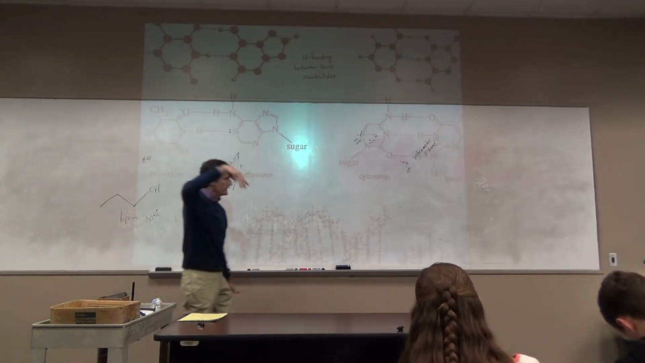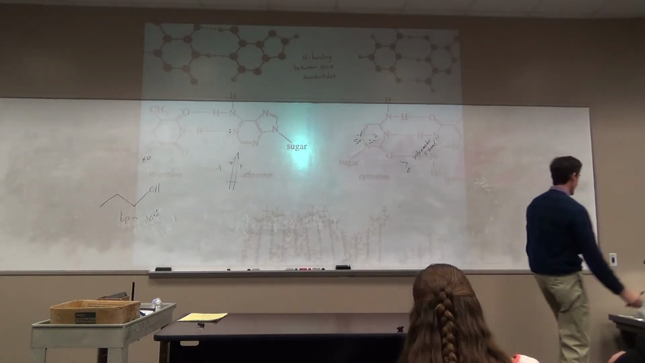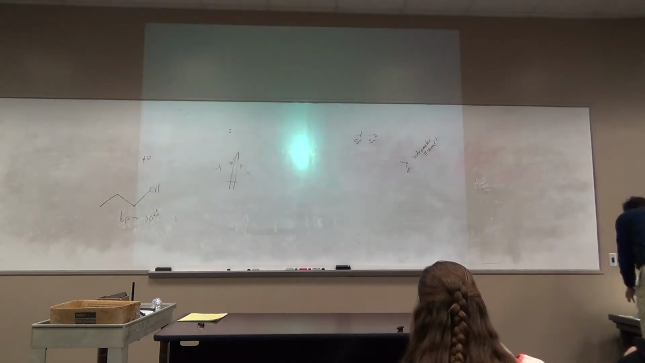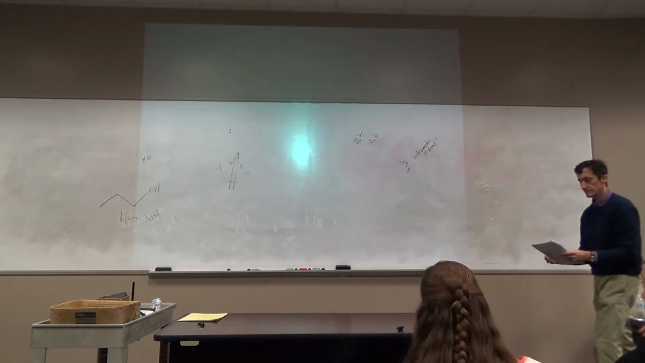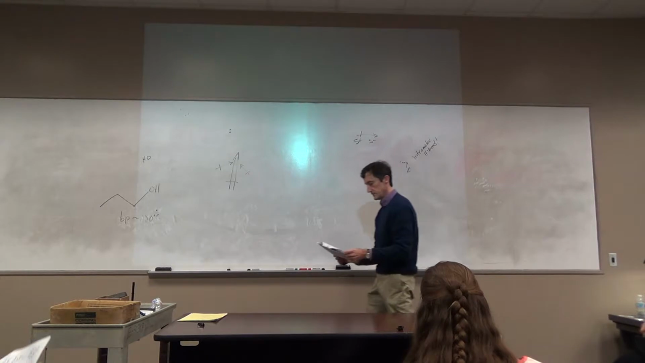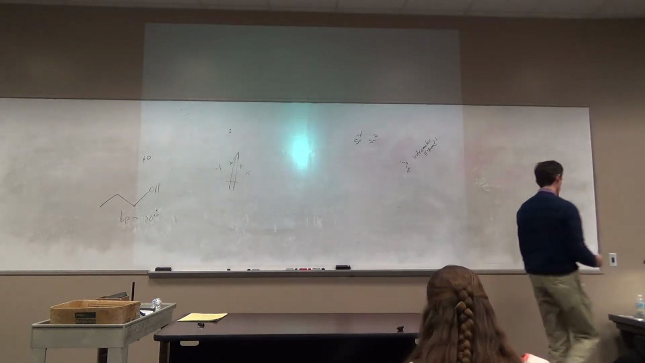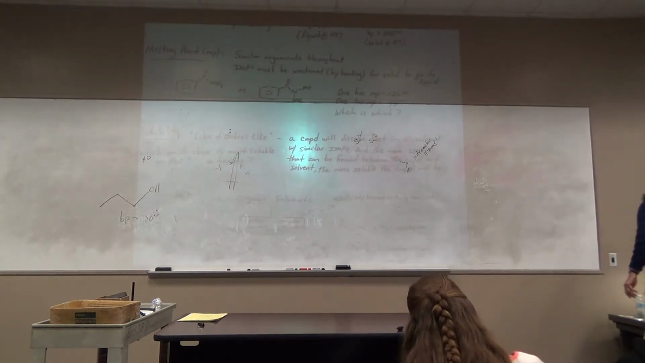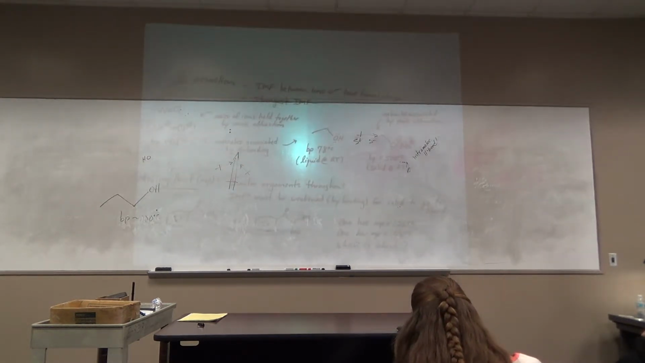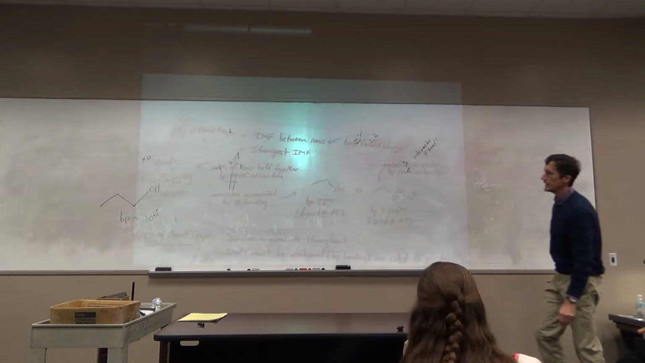We'll talk more about rotations down the road. Potential rotations, conformations. The fourth type of IMF, and thus the strongest, is your ionic attractions.